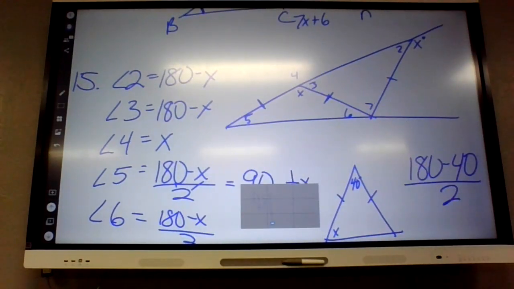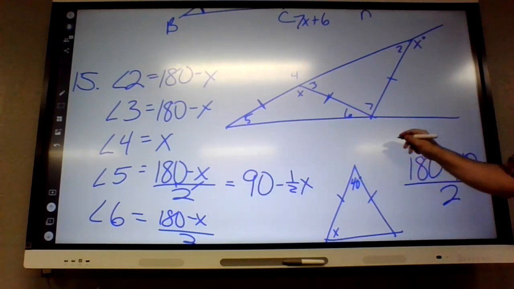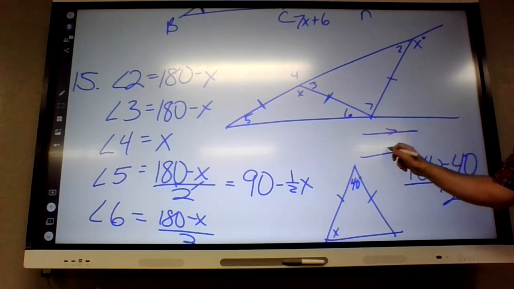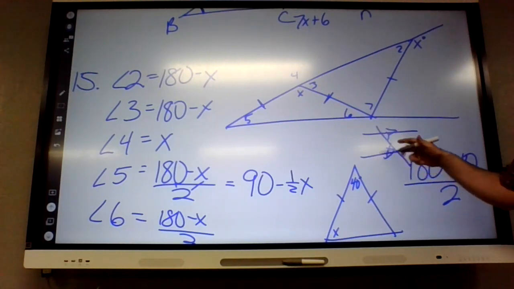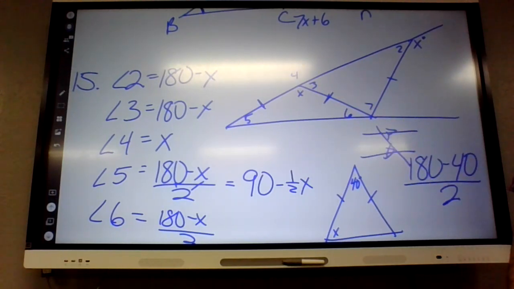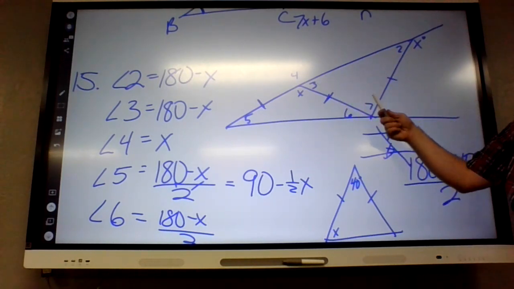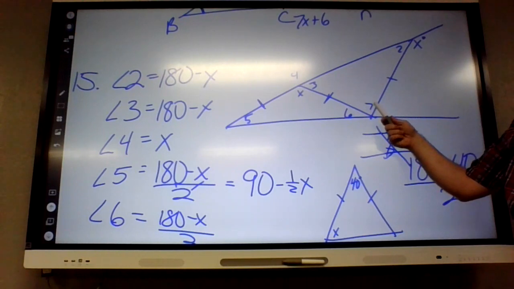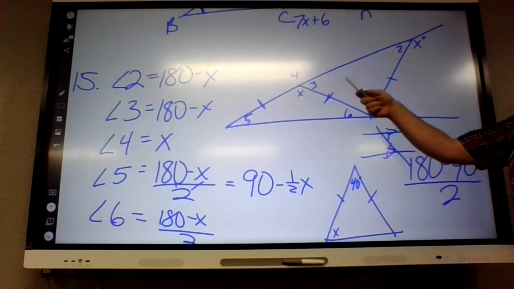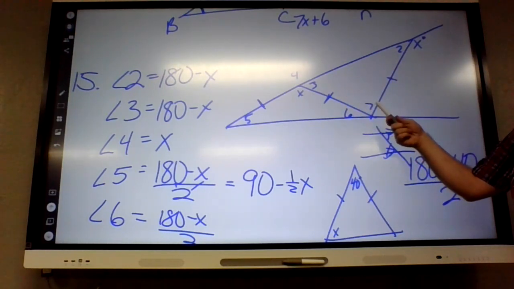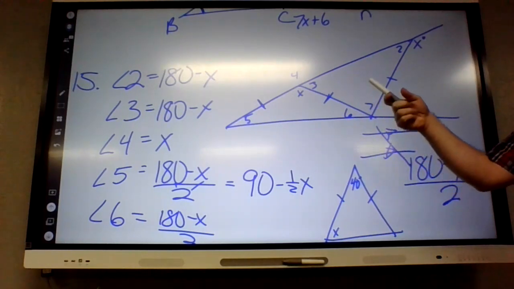Alright, any ideas for 7? Alternate interior angles only works on parallel lines, and we don't have any parallel lines here, because 2 plus 3 plus 7 are going to equal 180. We know these three have to add up to 180. Do I know anything about 6 and 7? No. But I do know 2, 3, and 7 have to add up to 180.